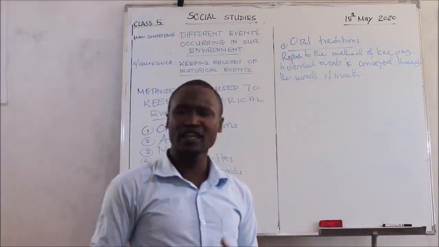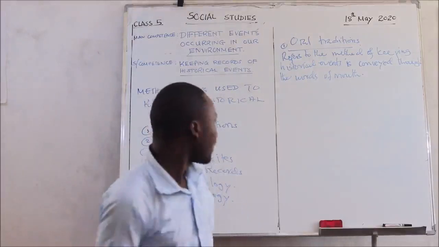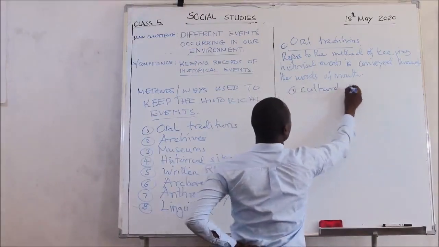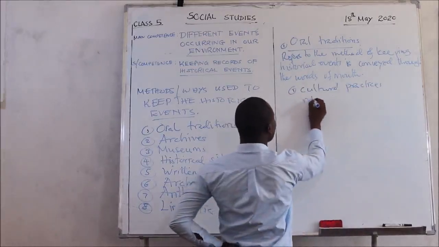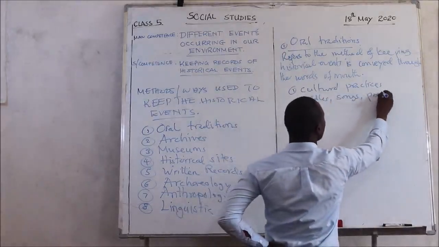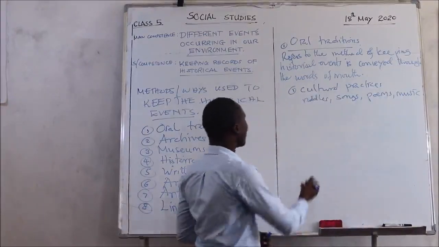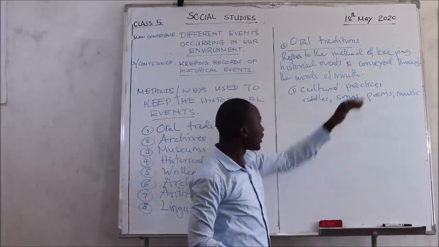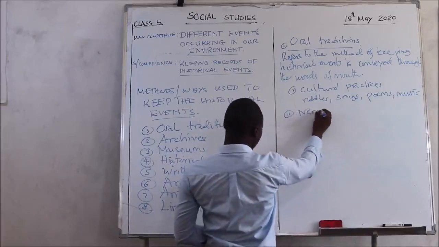One, it is in cultural practice, and the second one is in the form of narration of past events. Cultural practices include riddles, songs, poems, music, and others. So this one can be conveyed in the form of cultural practices such as riddles, songs, poems, as well as music. And another form is the narration of past events.